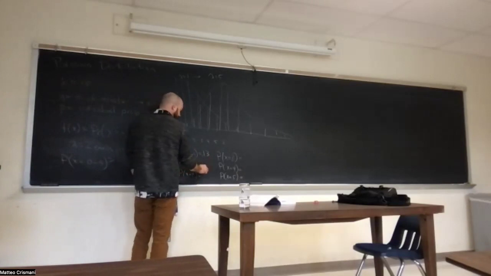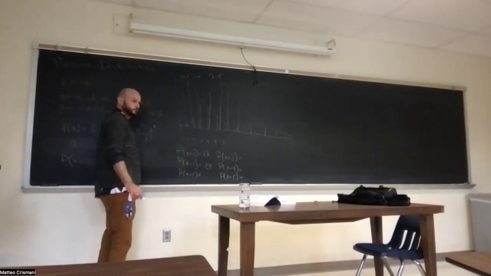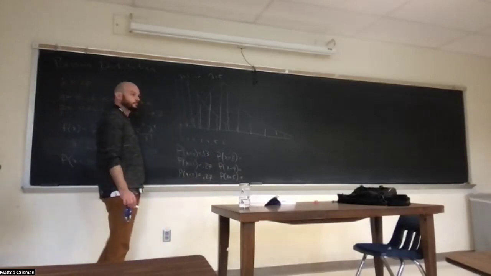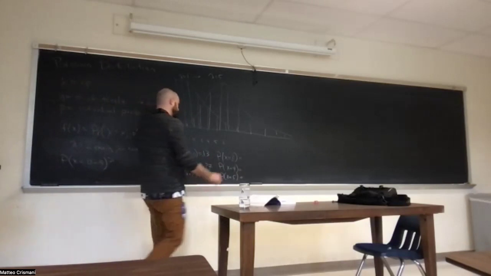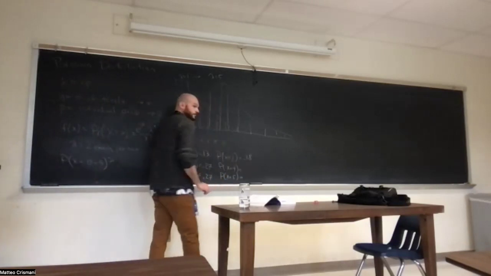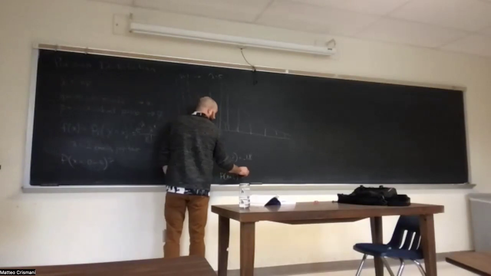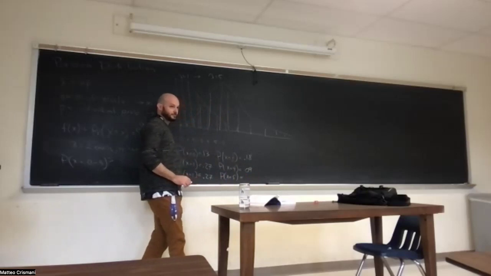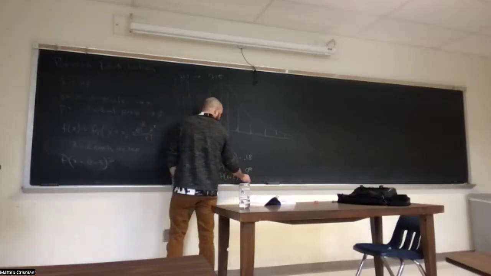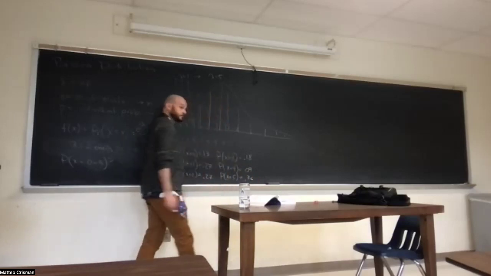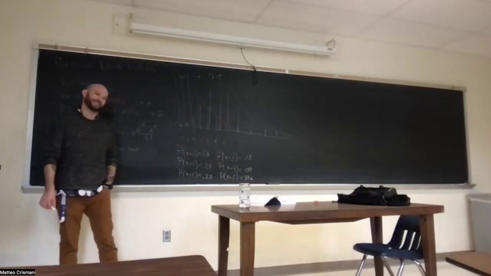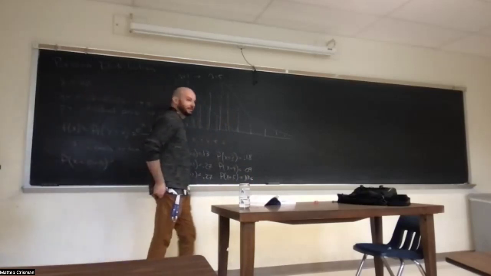And then for x equals 1, 0.27. Same thing for the next one, 0.18. Yeah, 0.18. And for x equals 5, it's 0.036. That probably dropped a lot.